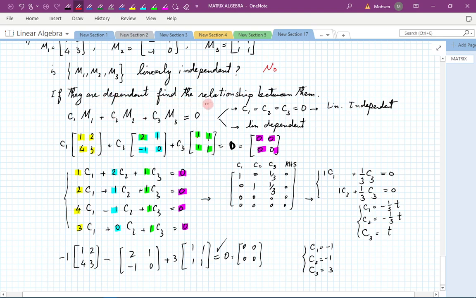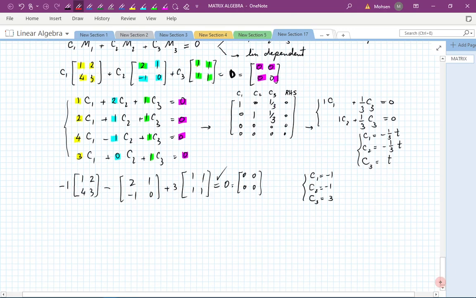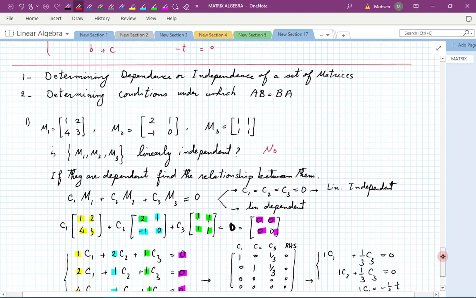If they are dependent, find the relationship between them. This is an example. You can write it with a parameter, that is, you can multiply this thing by t, and t. That is still 0, no problem. Okay, so that is one style of problem we have.